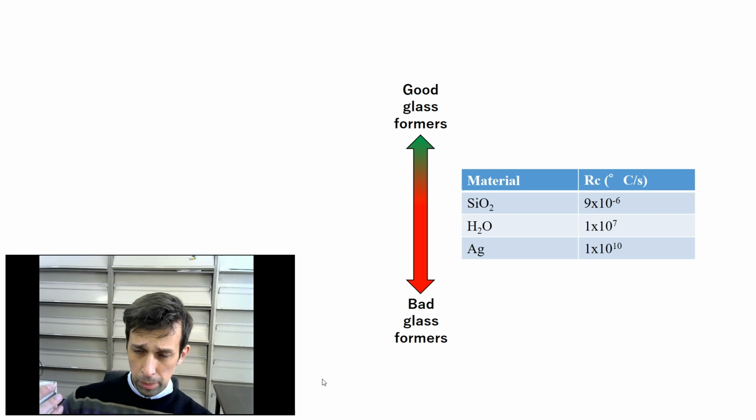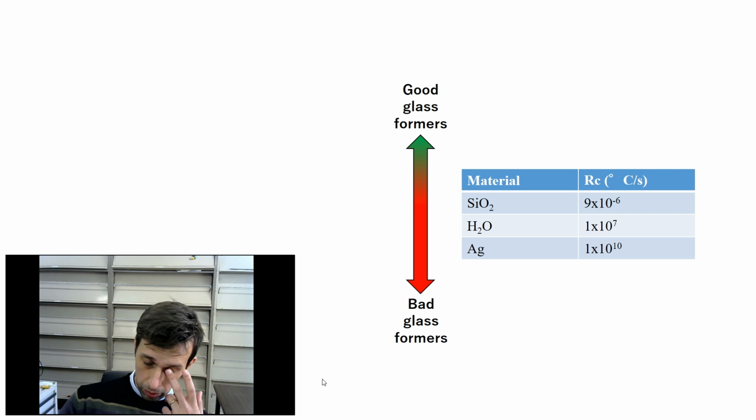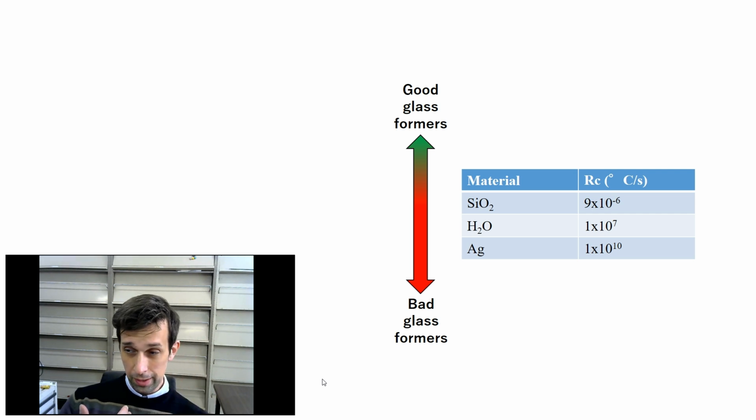Water, on the other hand, prefers to be a crystalline material. And silver is even more stubborn in that, meaning that it's very difficult to make amorphous silver. You need to go to very fast cooling rates in very special, peculiar experimental conditions.